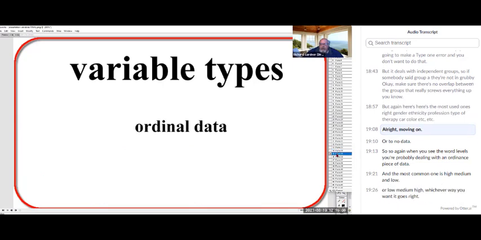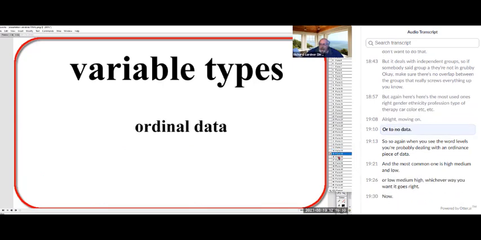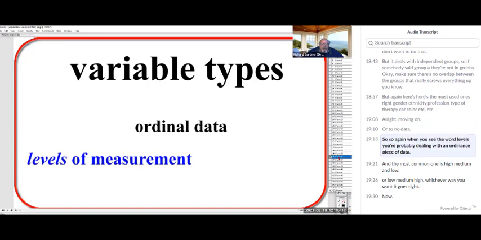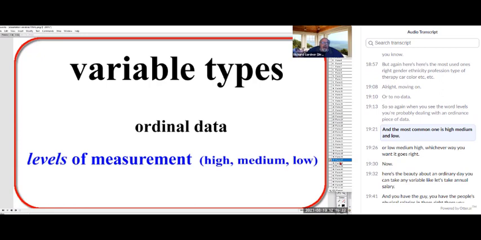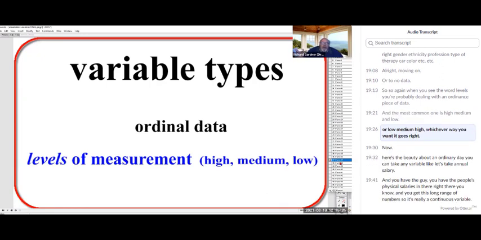All right, moving on. Ordinal data. So again, when you see the word levels, you're probably dealing with an ordinal piece of data. And the most common one is high, medium, and low. Or low, medium, and high, whichever way you want to go is fine.